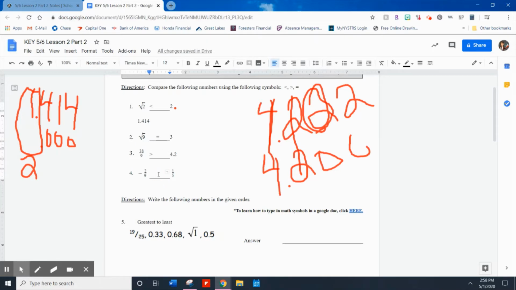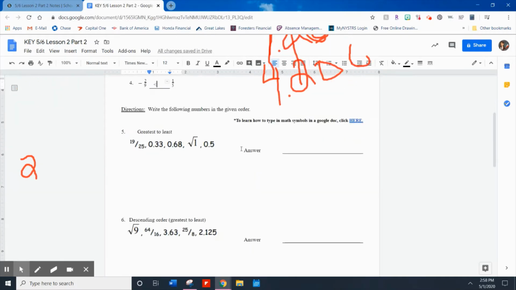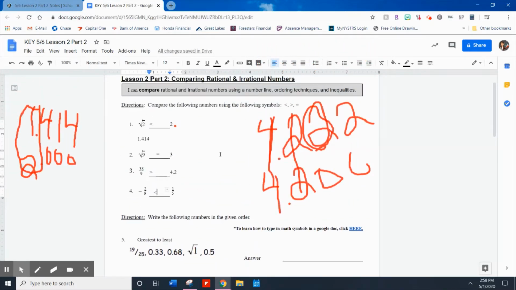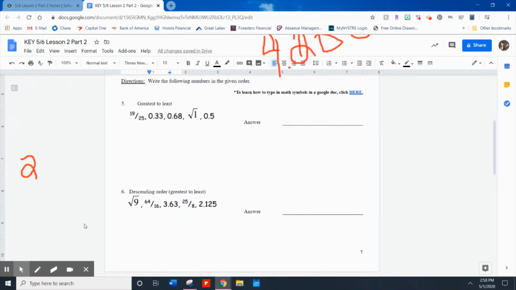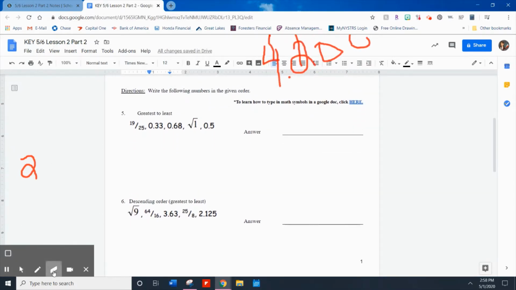This one should be easy. Why? Because we've got a negative and a positive. If we've got a negative and a positive, we know that negatives are always going to be smaller. You can do it by writing out the decimals, that's fine, but if we know a trick, might as well use it. All right, let's scroll down. You might actually have to erase that for the next couple of problems.